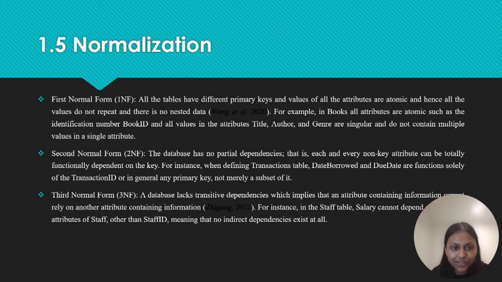So what is normalization? First of all, the first normal form: all the tables have different primary keys, and the values of attributes are atomic, so the values do not repeat and there is no nested data. Normalization is another technique used in database design to eliminate data redundancy and produce an optimal, flexible database structure. It is the process of arranging the data logically into tables or fields with the intent to minimize redundancy and make each table represent one entire entity.